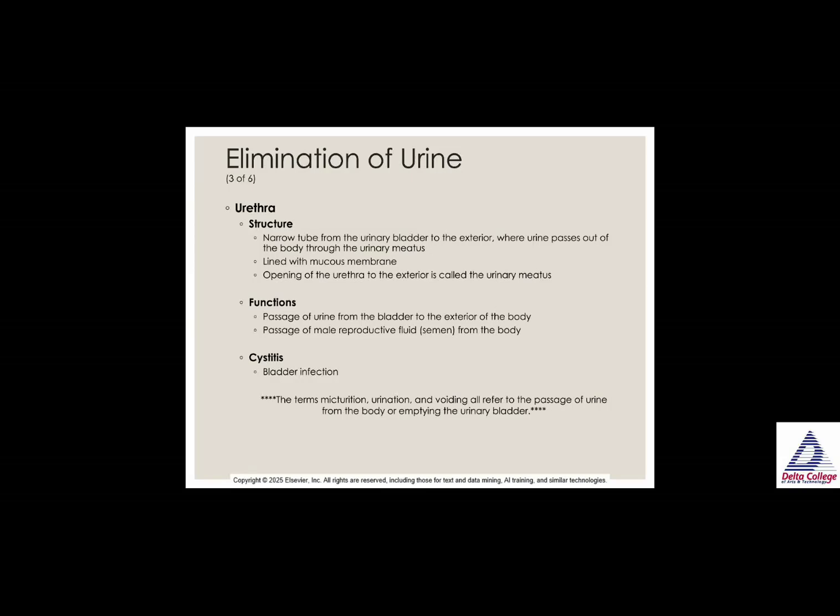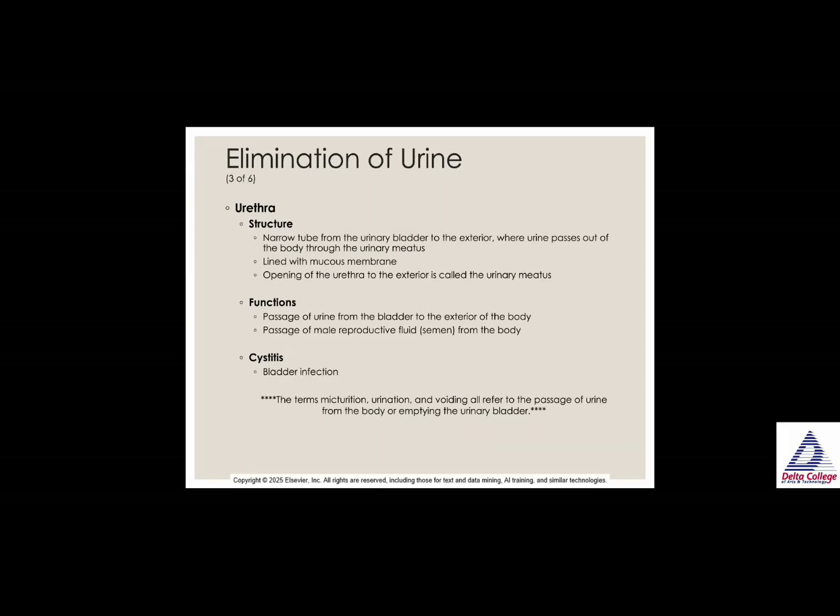Then we have the urethra. This is a narrow tube from the urinary bladder to the exterior, where urine passes out of the body through the urinary meatus. The urethra is lined with a mucous membrane, and the opening of the urethra to the exterior again is called the urinary meatus. The functions of the urethra is passage of urine from the bladder to the exterior of the body, and in males, the urethra assists with passage of semen from the body.